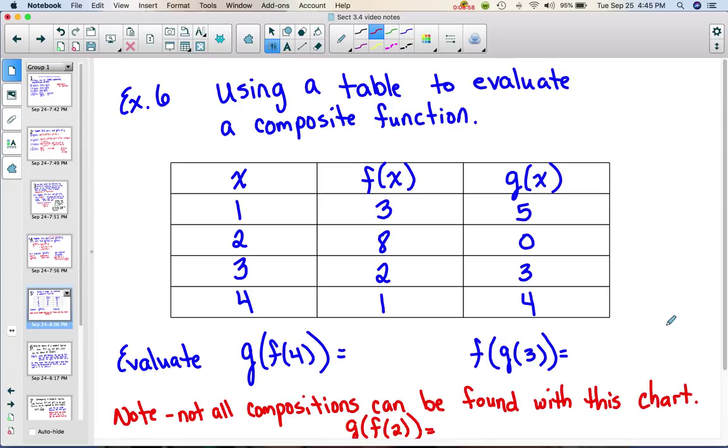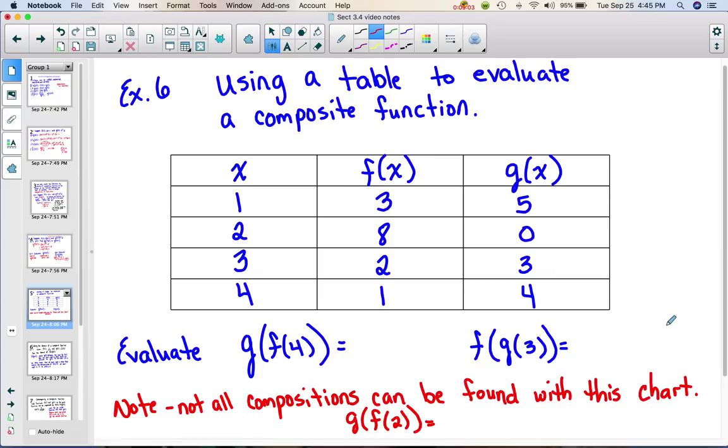Well, sometimes you don't have the actual function. Sometimes you just have a table of values. So this particular table of values, I have 4 different values of x. I have 4 corresponding values of f of x, and some corresponding values of g of x. Think of this, I could write ordered pairs, (1, 3), (2, 8), (3, 2). So I can think of them as ordered pairs. But I don't have the actual functions.